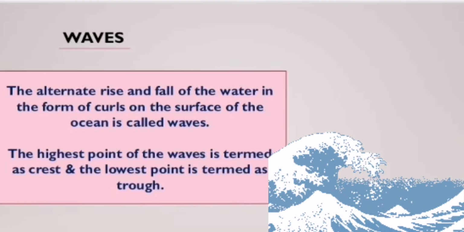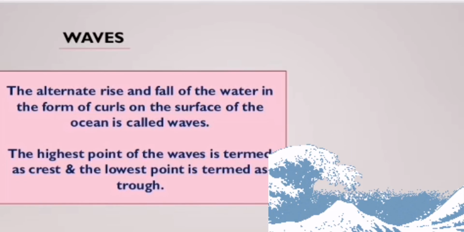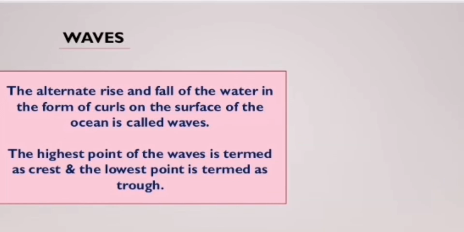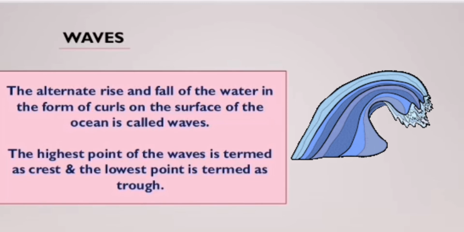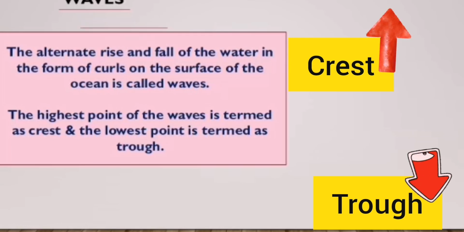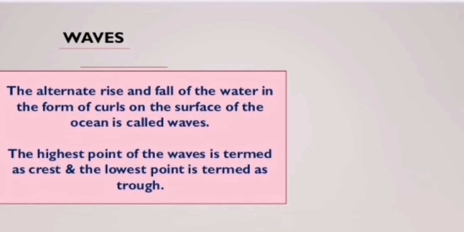Next, waves. Waves are formed when the water on the surface of the ocean rises and falls alternately. It is formed when the wind scrapes across the ocean surface. The stronger the wind blows, the bigger the wave becomes. The shallow seabed obstructs the movement of the wave and the wave breaks on the shore producing surf. The highest point of the wave is termed the crest and the lowest point is termed the trough. The height of the waves depends on the strength of the wind that drives them.